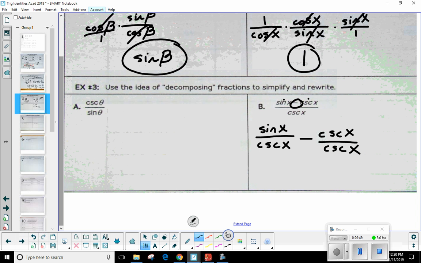And it's a perfect opportunity if you want to go ahead and visit with your buddy, those around you, see if they're doing the same thing. What rule are they using? This one will become a single trig function now.